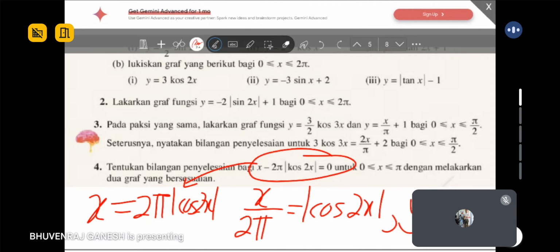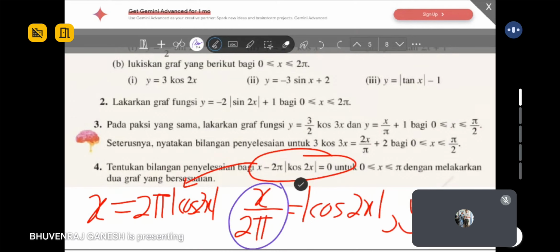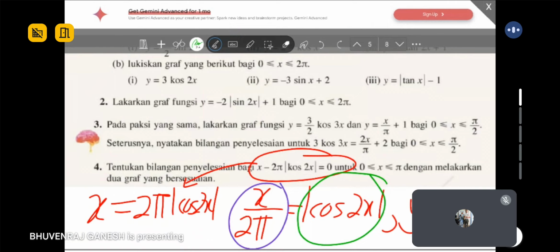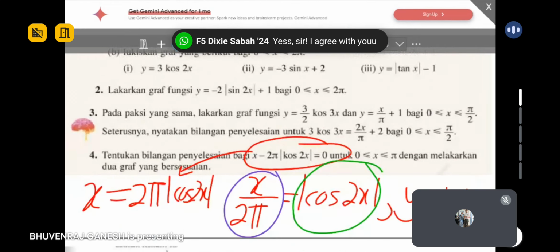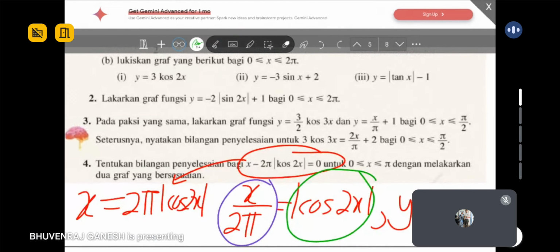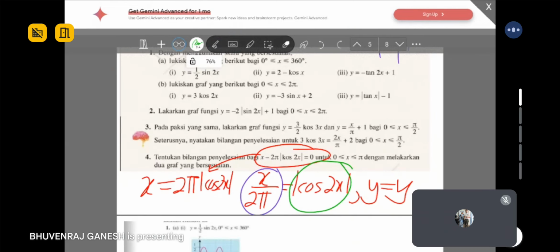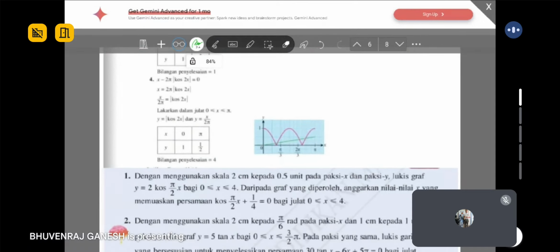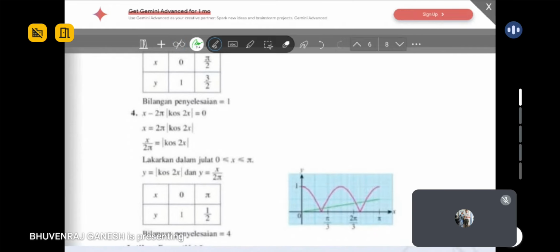That's why you can get 2 equations. Y equal to x over 2 pi, first equation. Second equation, y equal to modulus cos 2x. Do you guys get it? So remember to modify the equation first, then you can see the 2 equations you have to plot. Okay? Alright. So you can use the same concept. You must do the table of value.